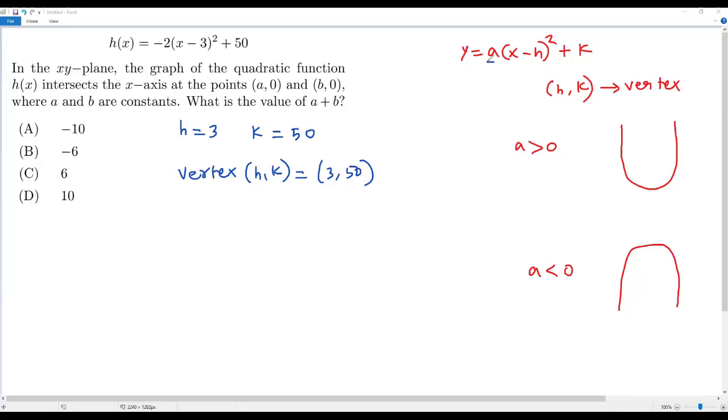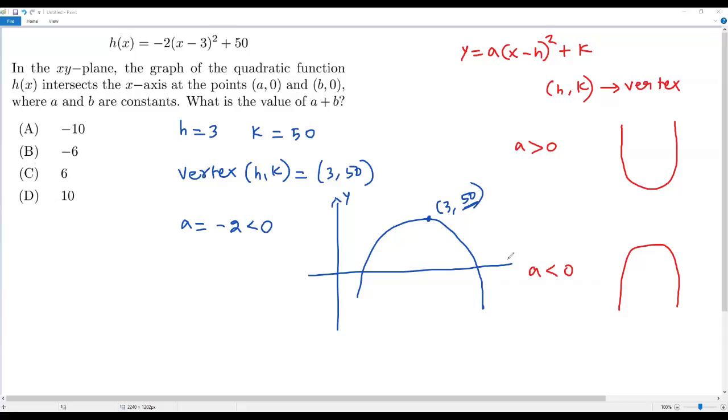And here at the place of a, what value do we have in our quadratic function? That is negative 2. So since a is equal to negative 2, which is less than 0, the parabola we are going to get for the given quadratic function must open downward. So our parabola must look like this. And the vertex of the parabola is what? (3, 50). So the x coordinate of the vertex is 3 and the y coordinate of the vertex is 50. Since the y value is positive and the x value is also positive, let's mark the y-axis over here and the x-axis over here. So here the x coordinate is 3 and the y coordinate is 50, so we have the vertex (3, 50) over here.